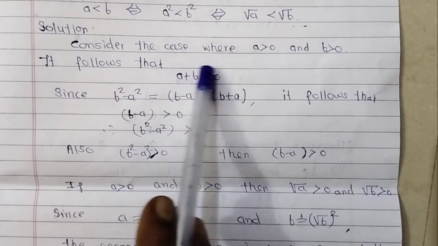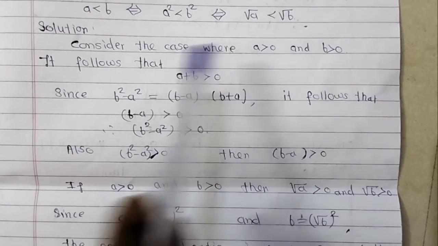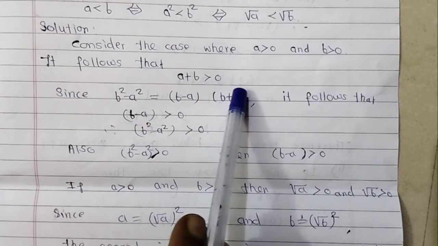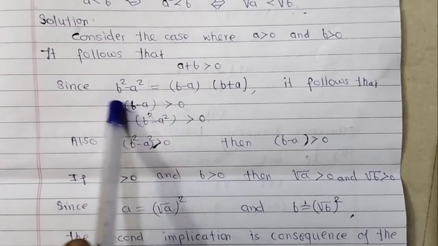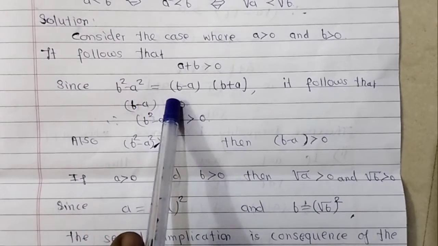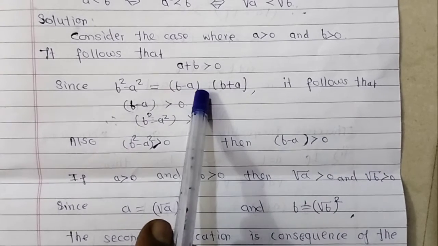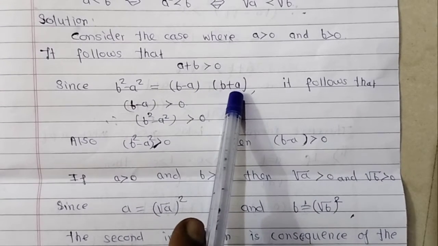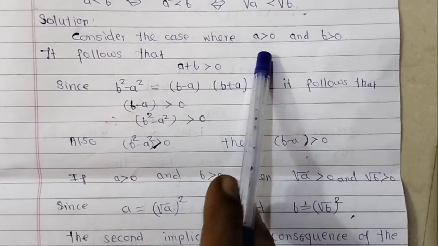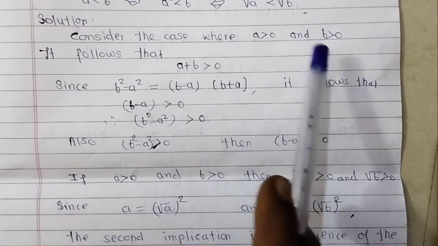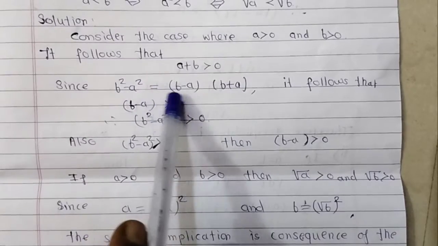Consider the case where A is greater than 0 and B is greater than 0. It follows that A plus B is also greater than 0. Since B square minus A square can be written as B minus A into B plus A, and since A plus B is greater than 0, B minus A must be greater than 0. A is greater than 0, B is greater than 0, so that B square minus A square is greater than 0.